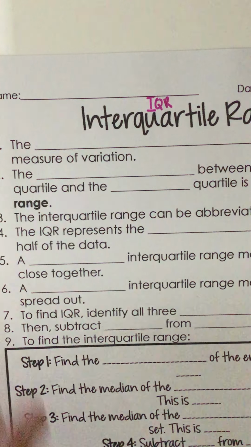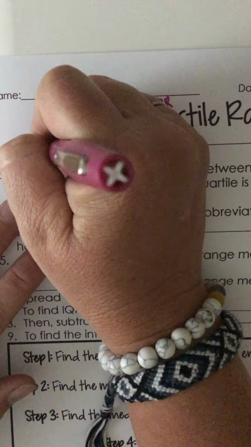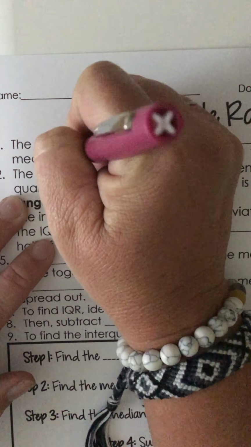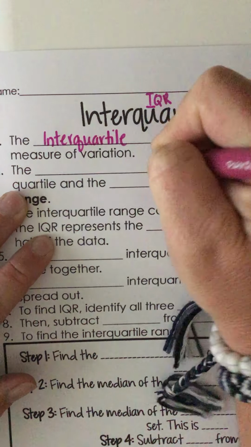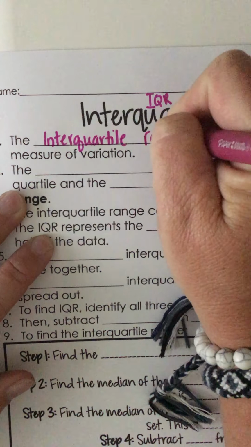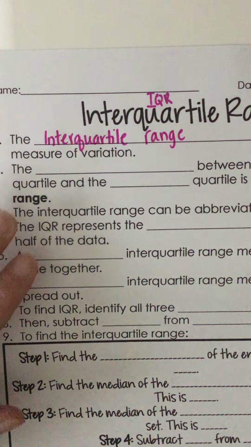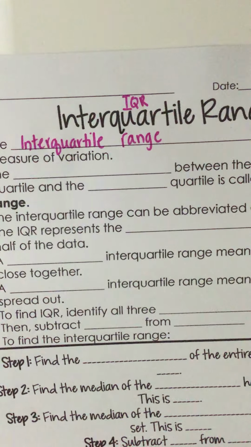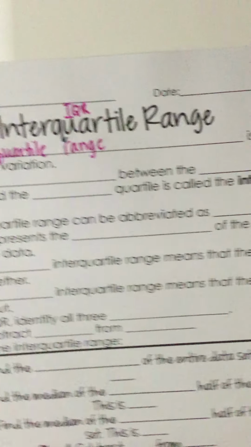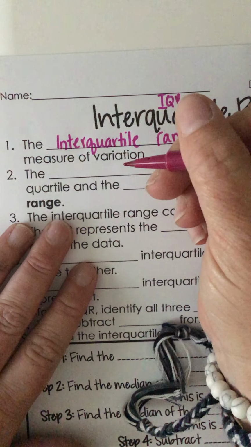Alright, so with IQR it says the interquartile range is a measure of variation. And guys, remember when you're finding range, it's where you take the biggest number and the smallest number and you subtract the two.